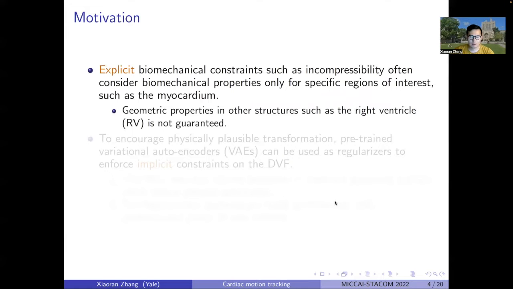However, geometric properties in other structures, such as the right ventricle, are not guaranteed. Myocardial segmentation is also usually required to apply such constraint.